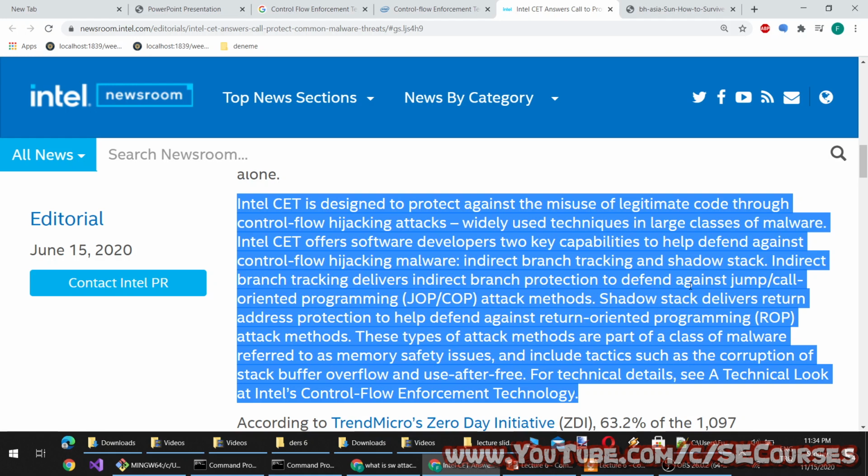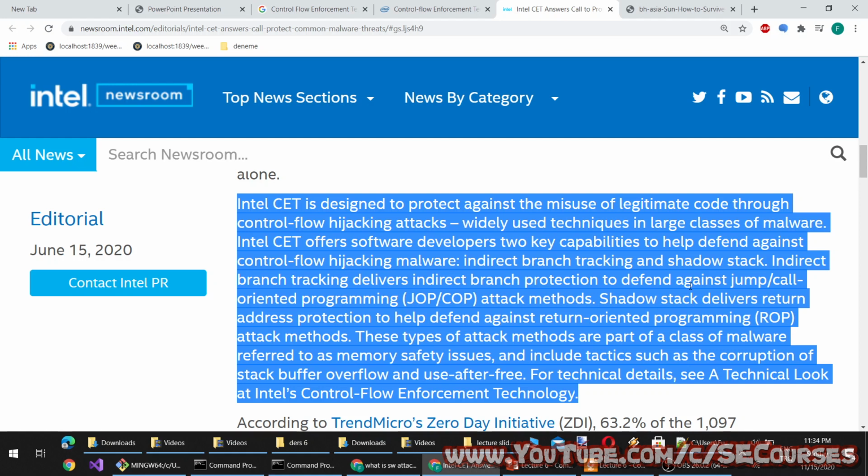Intel CET is designed to protect against the misuse of legitimate code through control flow hijacking attacks, widely used techniques in large classes of malware. Intel CET offers software developers two key capabilities to help defend against control flow hijacking malware: indirect branch tracking and shadow stack. Indirect branch tracking delivers indirect branch protection to defend against jump/call-oriented programming (JOP/COP) attack methods. Shadow stack delivers return address protection to help defend against return-oriented programming (ROP) attack methods.